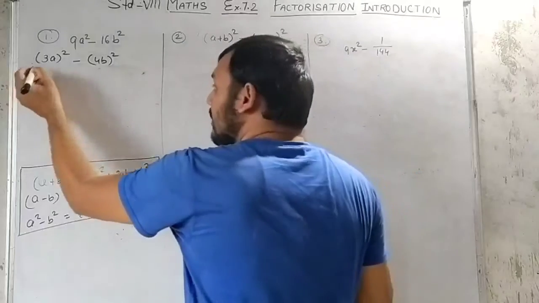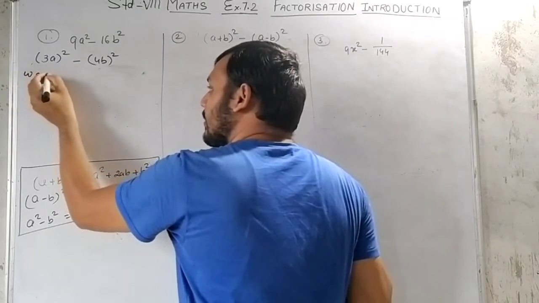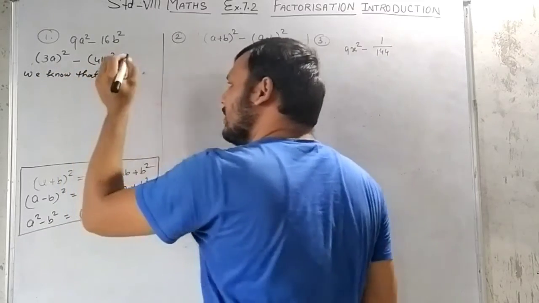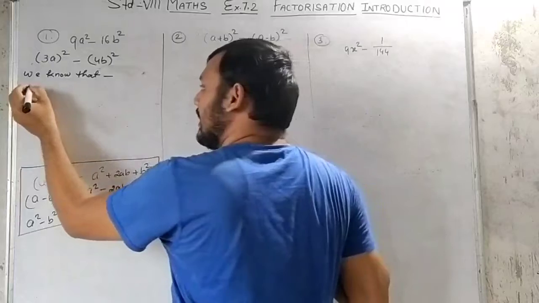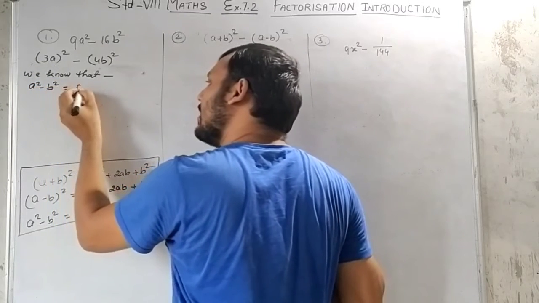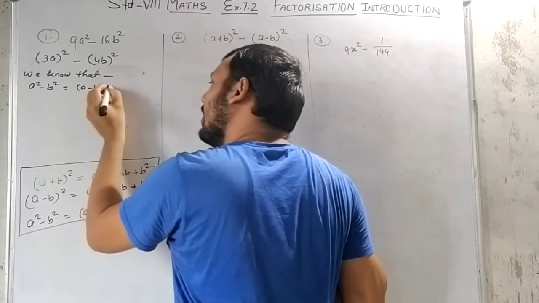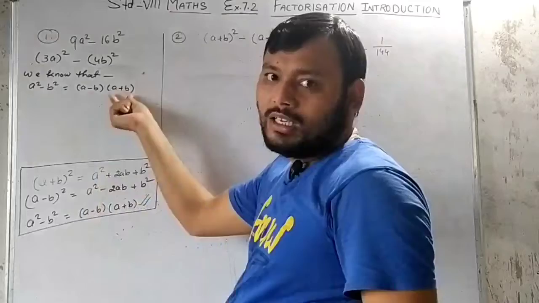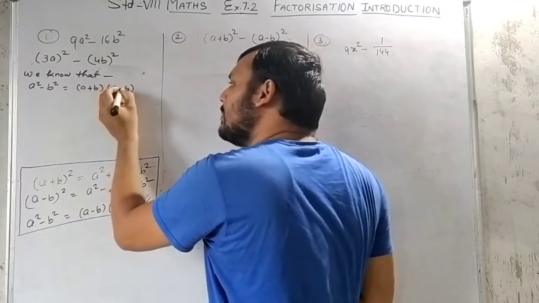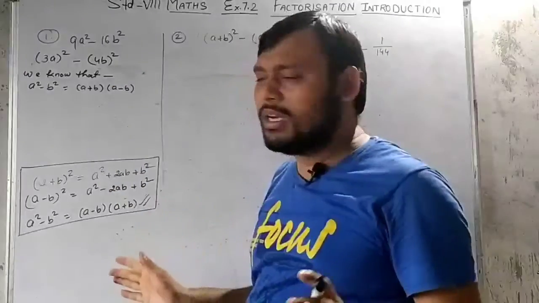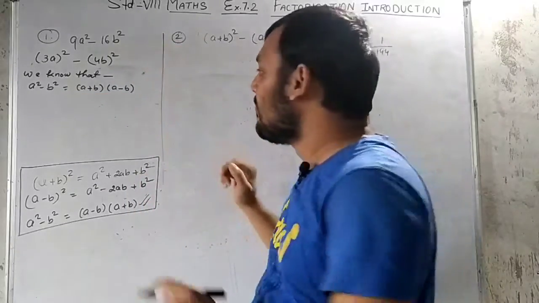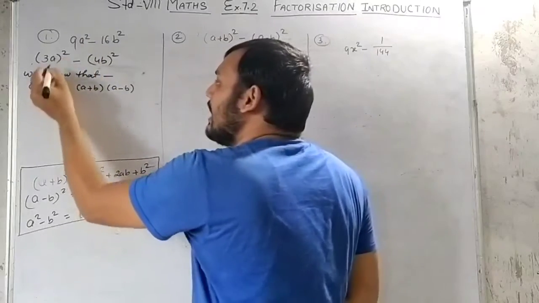So let's write it here. For these identities, you just write them 2-3 times, then you will become habitual to them. What we know is that a square minus b square is equal to a minus b and a plus b. If you are not comfortable with this, you can also write it as a plus b and a minus b. No need to worry about whether a plus b comes first or a minus b.